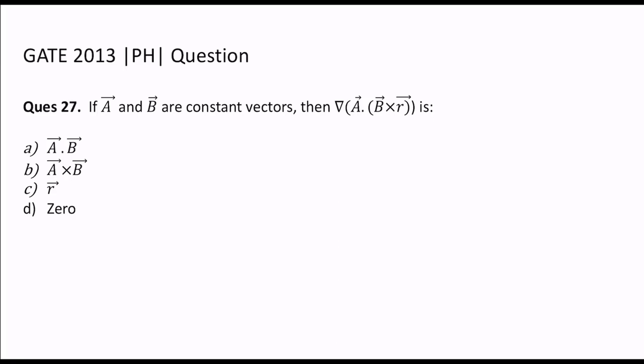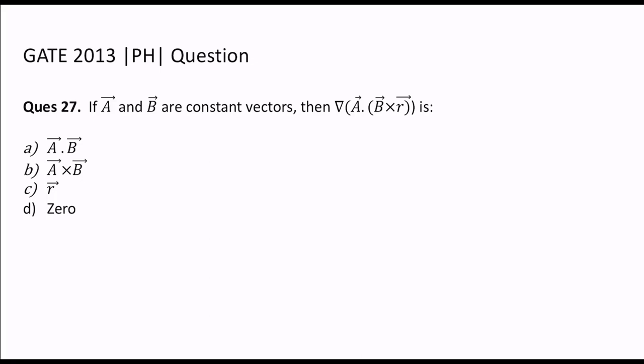Hi everyone, in this video we are going to solve question number 27 from the 2013 physics paper. The question is from vector identity. The question says that if A and B are constant vectors, then the gradient of A dot B cross R is what? So we have four options, one option is right.